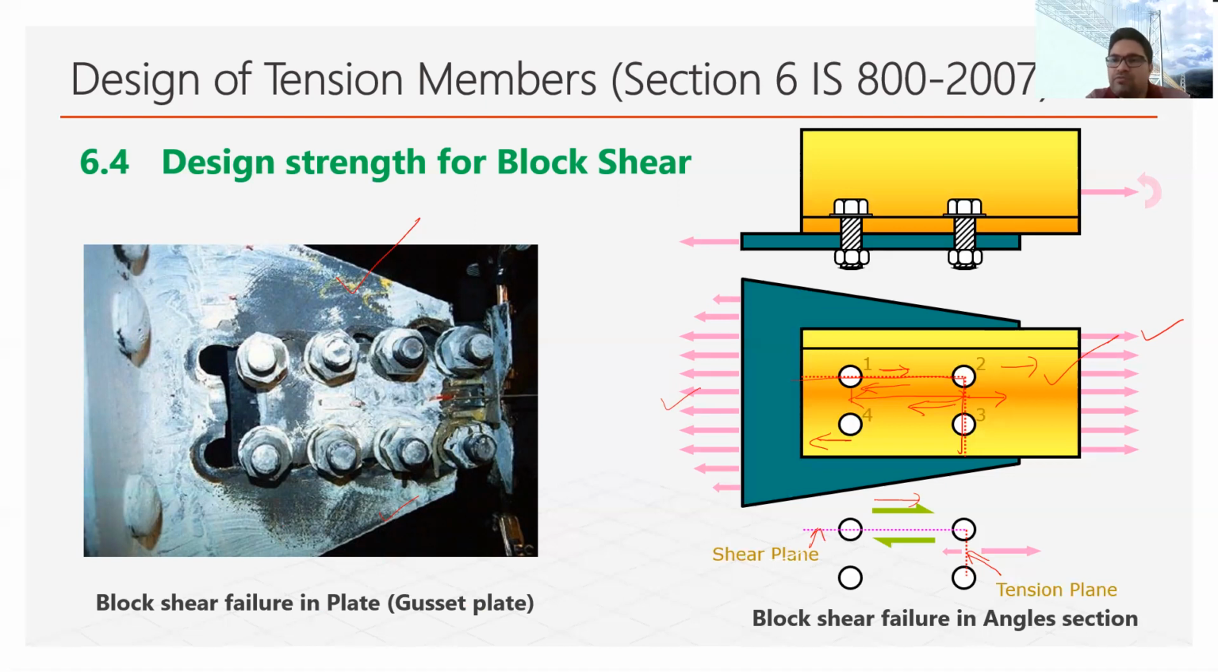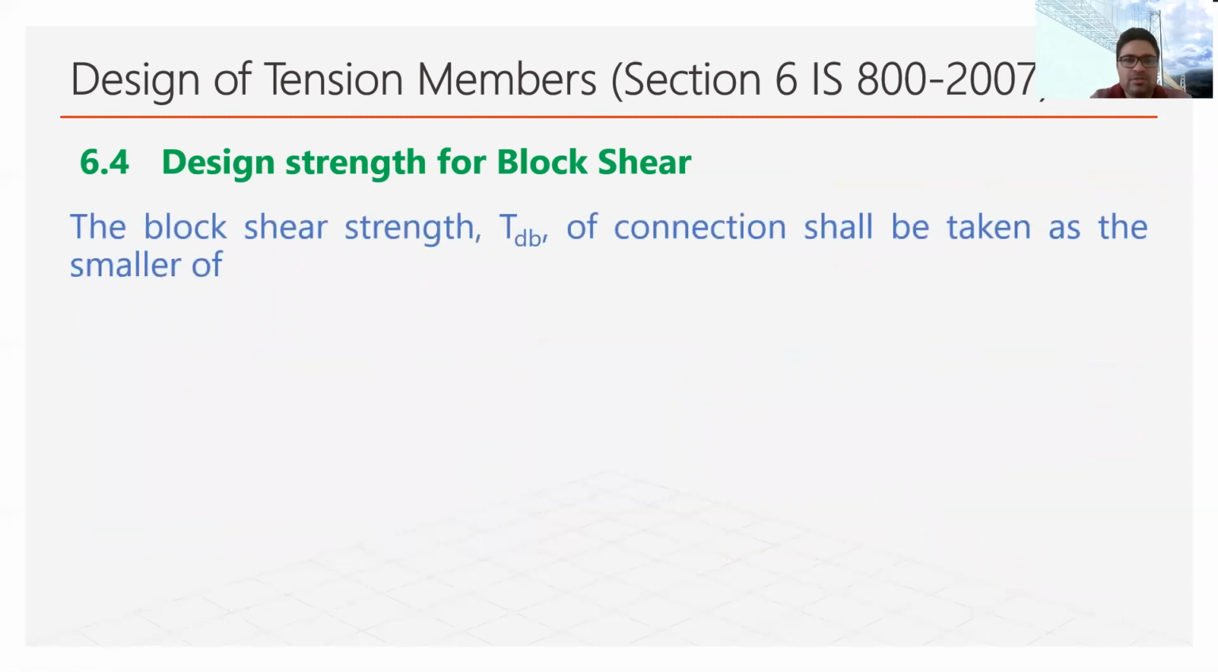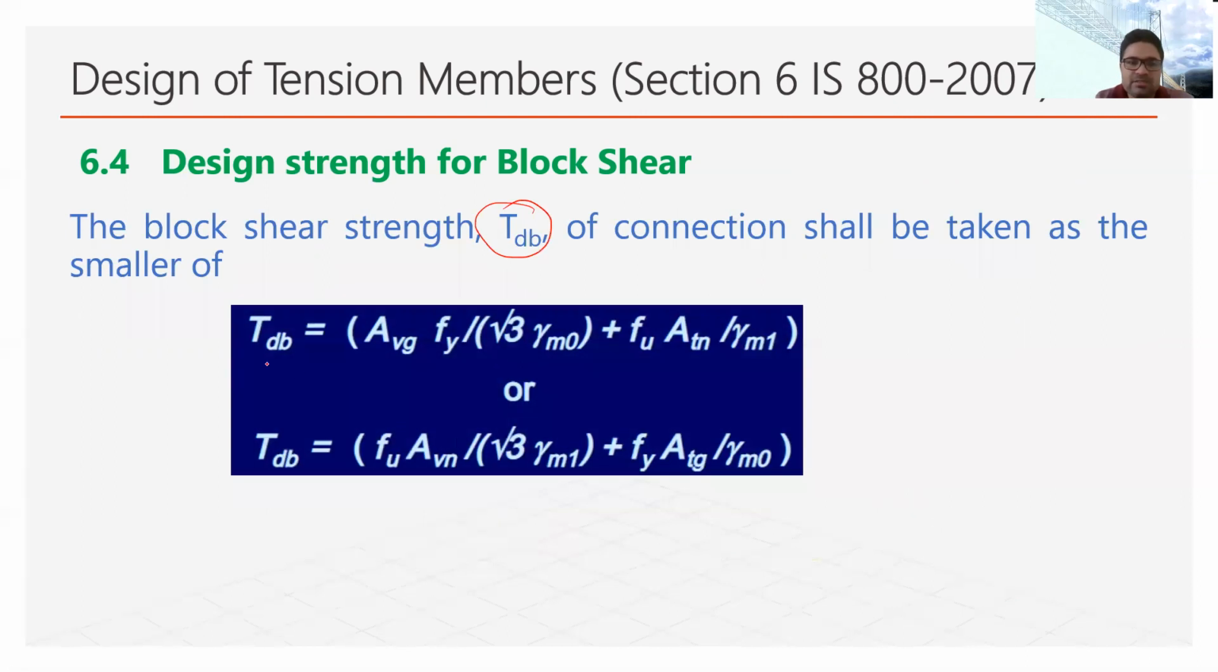Now, how do we find out the strength of block shear? The IS code has mentioned the strength of block shear in this section, and I will show you that formula. We express the strength of the member in block shear as TDB, and this is the formula mentioned in the IS code. Generally we find the block shear strength with these two relations, and the relation giving the lesser strength is adopted as the block shear strength of the member.